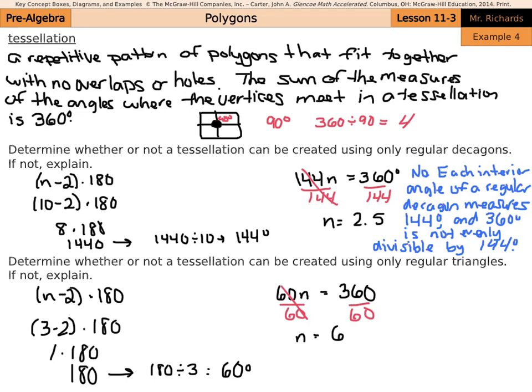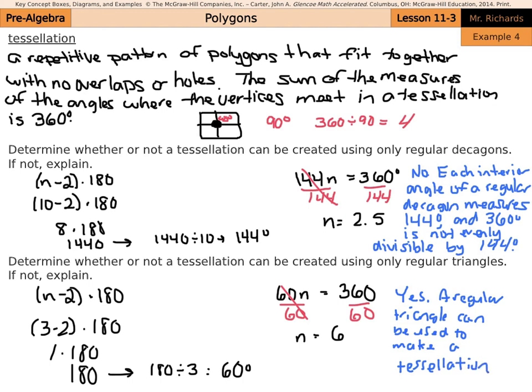Now since it divides evenly, I can say, well, yes, a regular triangle can be used to make a tessellation. And in fact, it would take 6 regular triangles to make a tessellation. And that is it for this lesson on polygons. Good luck.